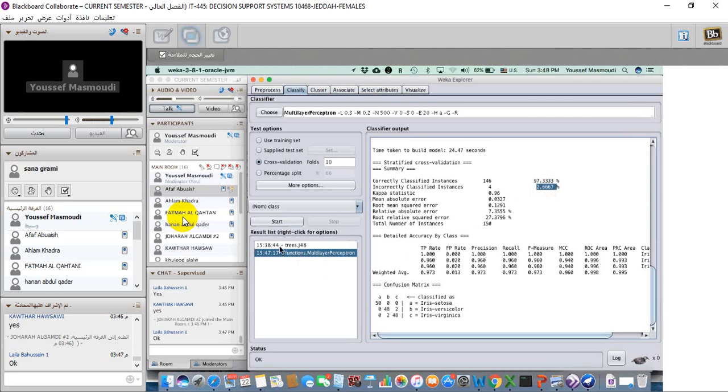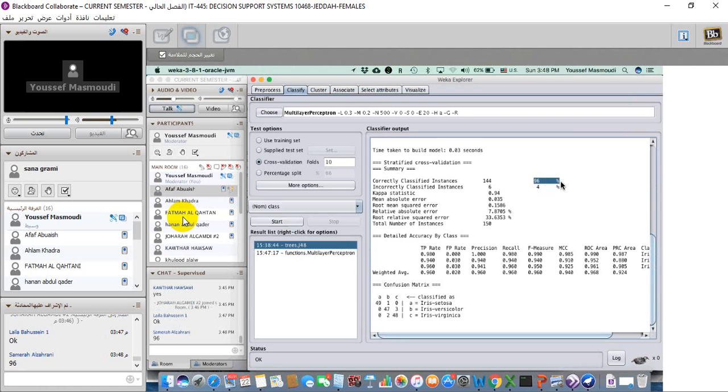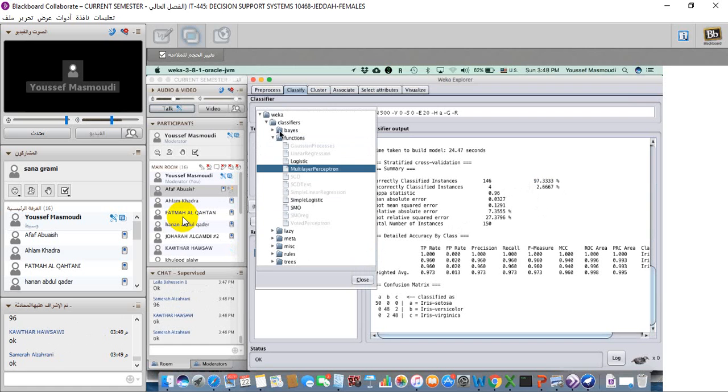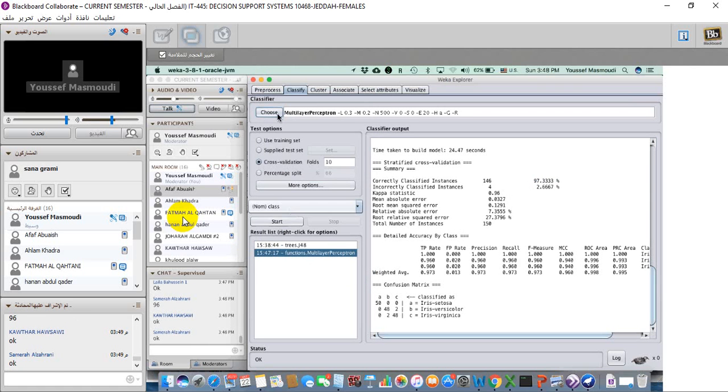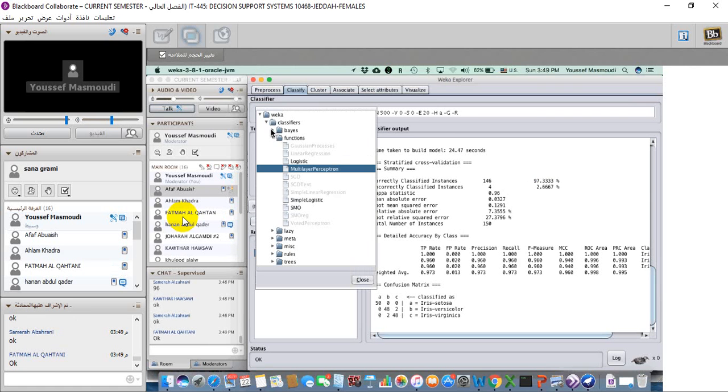Its success rate is 97%. If I click on J48, which is the decision tree, I click here. We go back to the decision tree page, which gave us 96%. If I click on multi-layer perceptron, I will have the result of the artificial neural network, 97%. Okay?